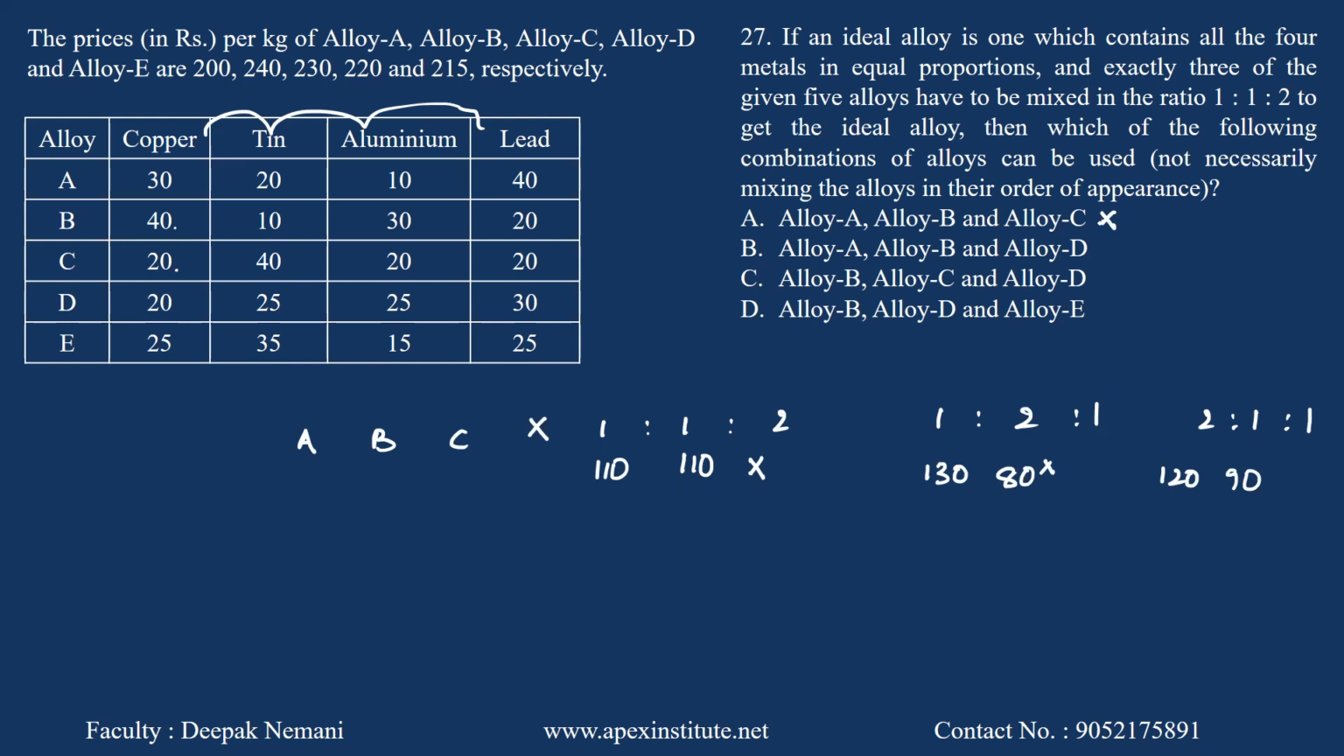So for every option, you will be having three cases where you can have alloy A, B, and C, or these three alloys being mixed in 1 is to 1 is to 2, or 1 is to 2 is to 1, or 2 is to 1 is to 1. So just by verifying the options, you can answer this question, but it will take slightly more time, 3 to 4 minutes. But you will be having a confirmed, correct answer for this question.